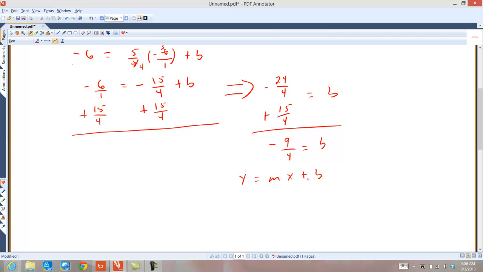We know the slope to be the same as the original, so the slope is still going to be 5/8. And then we just found our new y-intercept, which is negative or minus 9/4.